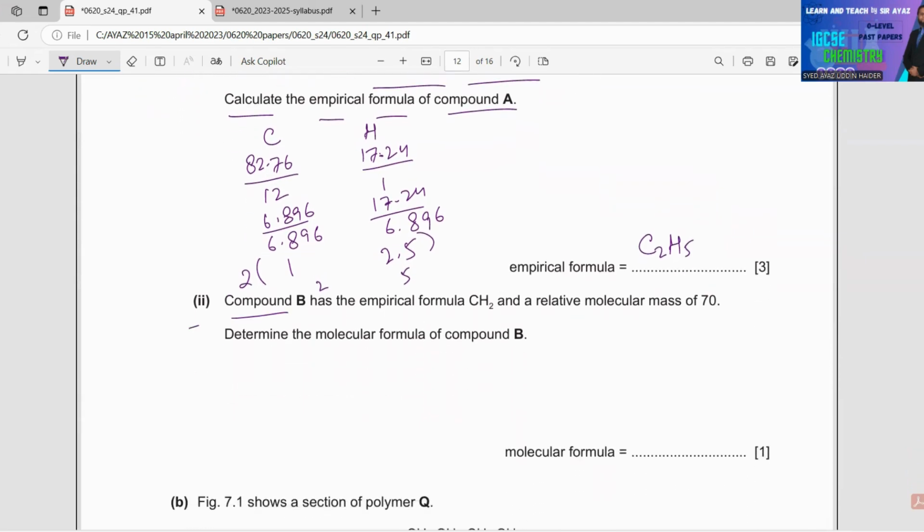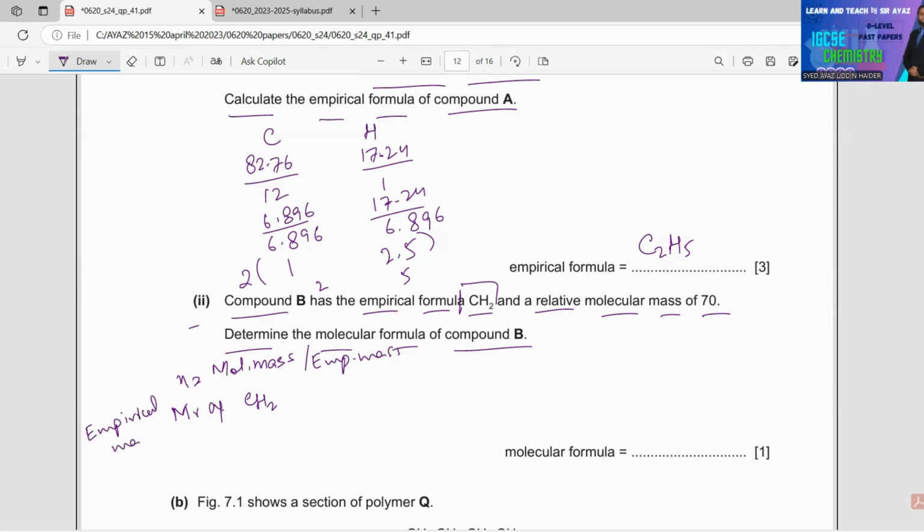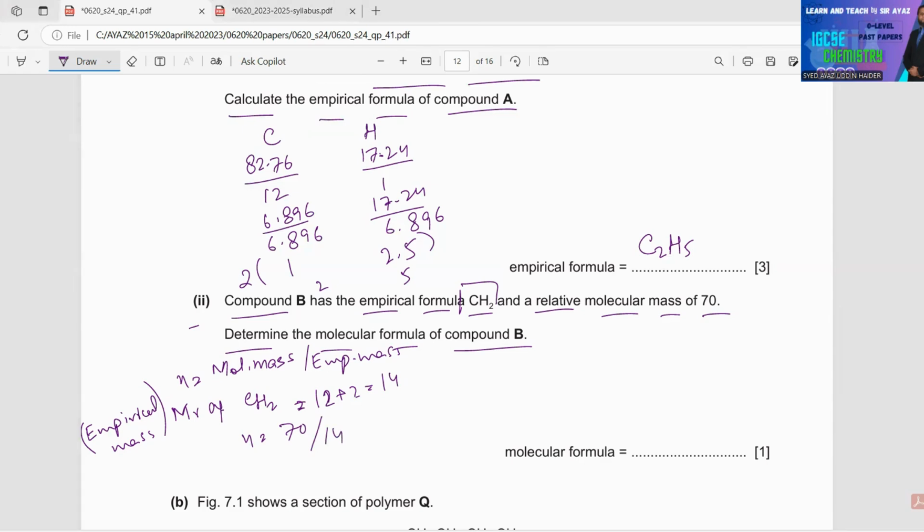Moving to next part. Part 2, compound B has the empirical formula CH2 and a relative molecular mass of 70. Determine the molecular formula of compound B. We need to find the value of n, which is molecular mass divided by empirical mass. Molecular mass is given. The Mr of CH2 is the empirical formula mass. Carbon is 12 plus 2, you will get 14. To get n, you divide 70 by 14.